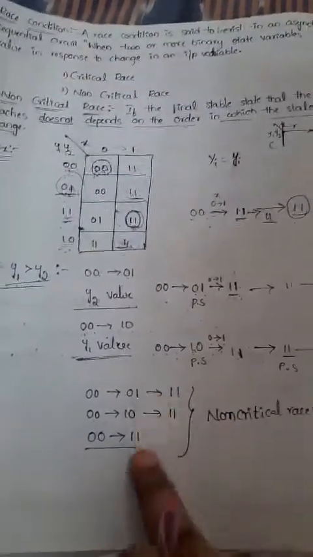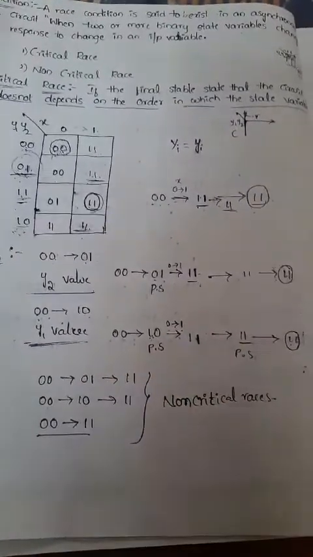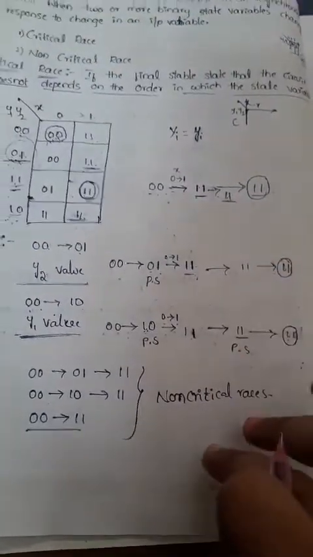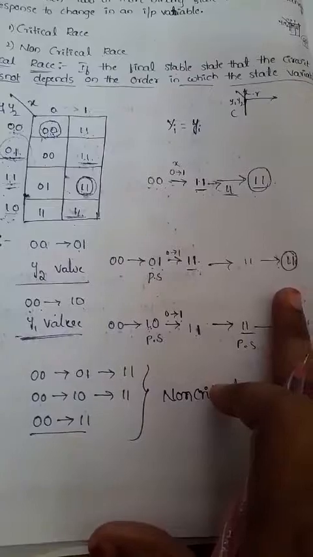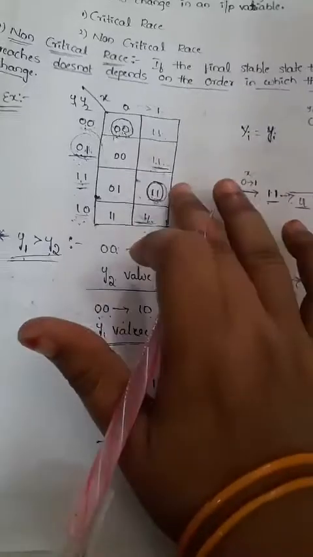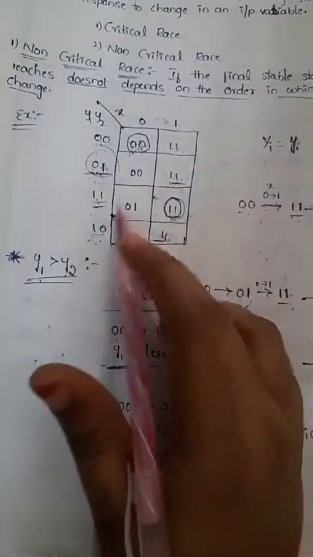Okay, so non-critical race is nothing but it doesn't depend upon the order, and it has the same stable state. Whatever the order we have, in all cases we are getting the stable states. Okay, so this is called a non-critical race. Whatever transition table you have, just check the race condition this way. First, find the stability in the transition table, that means round up the circles, that means stable conditions verified. After that you can check all these possibilities.